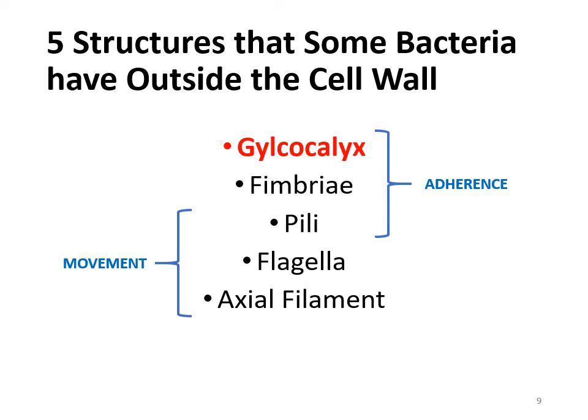own. There are also axial filaments, which I want you to remember the term corkscrew. Okay, axial filaments will be on spirochetes that have a corkscrew shape, and the axial filaments not only help them move on their own, but they help them to embed into your tissues as well.